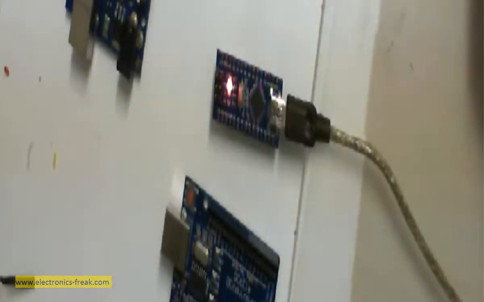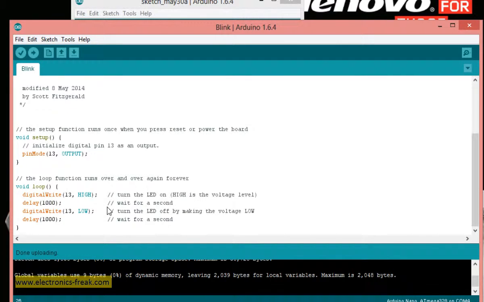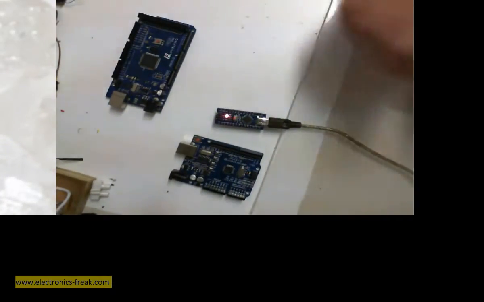In order to see that my program is working okay, let's change from 1 second to 100 milliseconds, which should blink much faster. Okay, this is 0.1 second, so I will do the compile and check it. So again, I'm pressing this button and uploading, and we can see that the LED is blinking fast now.